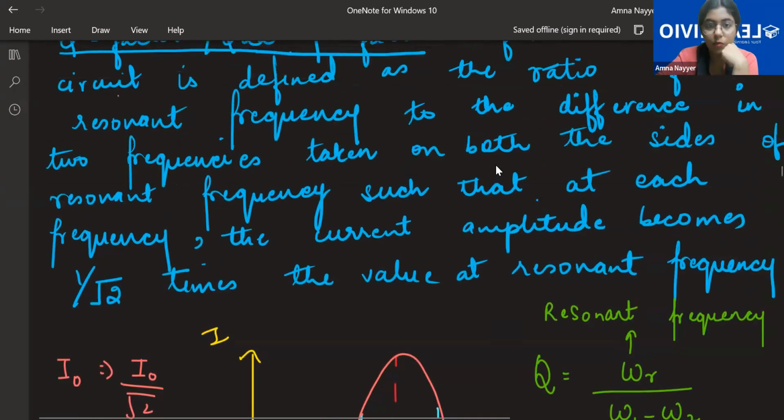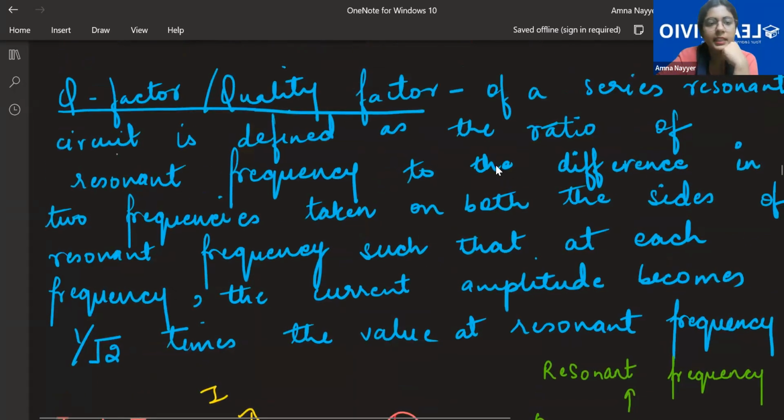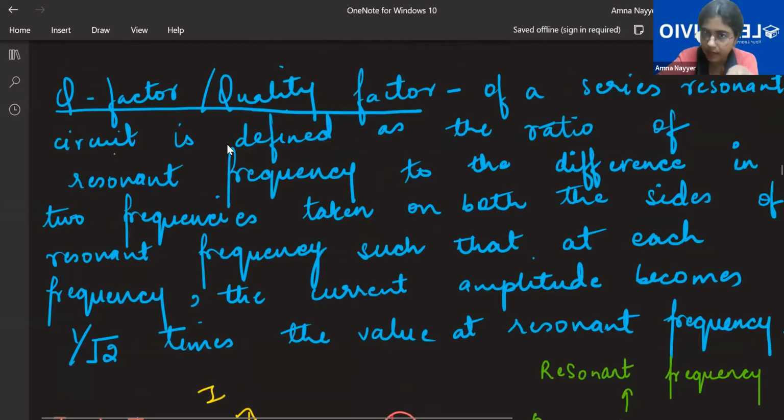Back to its definition. What is written here? It says Q factor or the quality factor of a series resonant circuit. Series resonant circuit means the LCR circuit is there, but the LCR circuit is showing the resonance condition. That is the case. If it is not showing resonance, we will not talk about the quality factor. This is not just normally for the LCR circuit. So the quality factor of a series resonant circuit, meaning series LCR circuit at resonance, is defined as the ratio, you are dividing two quantities now.